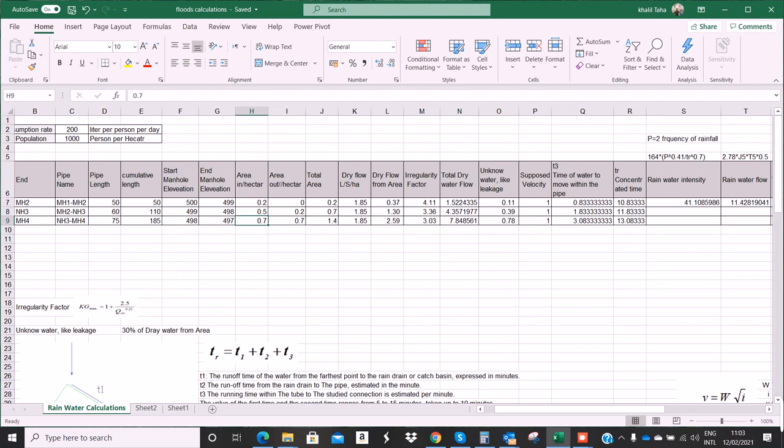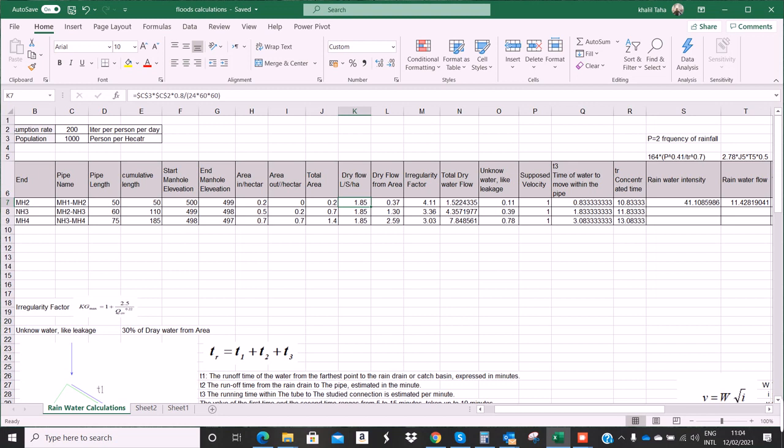The third area discharges its water, and the water coming from area 1 and area 2. Area 1 and area 2 is 0.7, the total area. Here I just added the total area because the total area will help me calculate the dry flow. The dry flow is in liters per second per hectare.